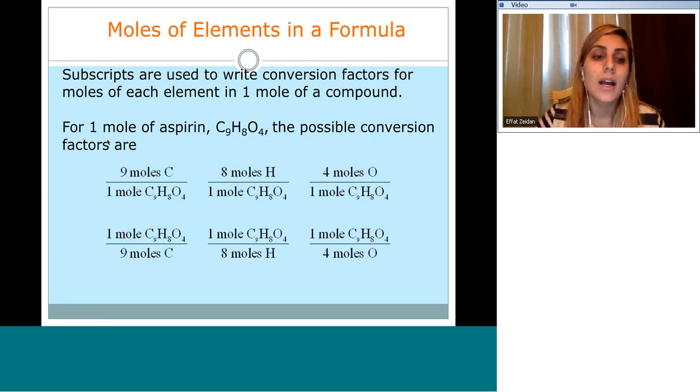Why do we say that? It's because we need to write conversion factors. So for 1 mole of aspirin, the possible conversion factors are this: 9 moles of carbon in 1 mole of aspirin, 8 moles of hydrogen in 1 mole of aspirin, 4 moles of oxygen in 1 mole of aspirin. And again, each of these can be flipped, and we use these in calculations.